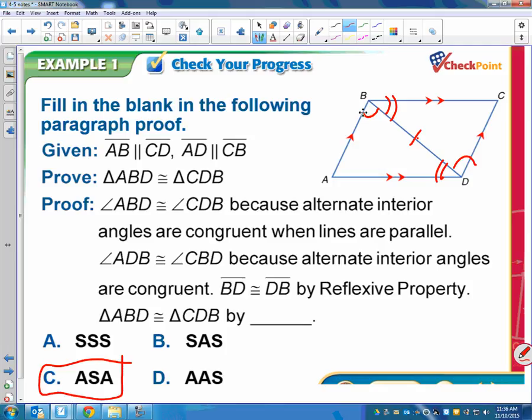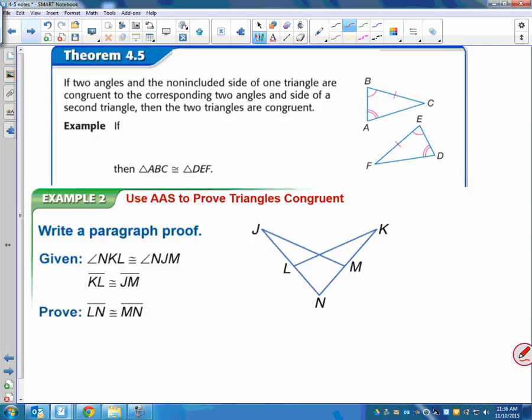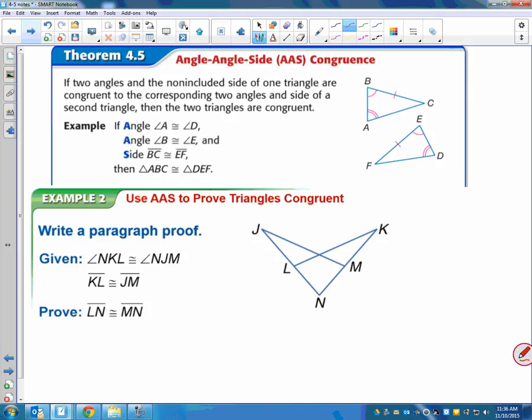Right, we only know one side. We don't know the other sides. We only know that one side in the middle. Okay. All right. The last way that I have is angle, angle, side. So notice still 2 angles and 1 side, but the difference is now 2 angles and a non-included side. So 2 angles and the non-included side of one triangle are congruent to the corresponding 2 angles and the side of a second triangle, then that's enough. So 2 angles and any other side would be enough to prove.